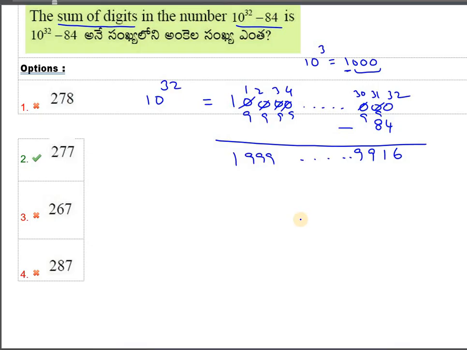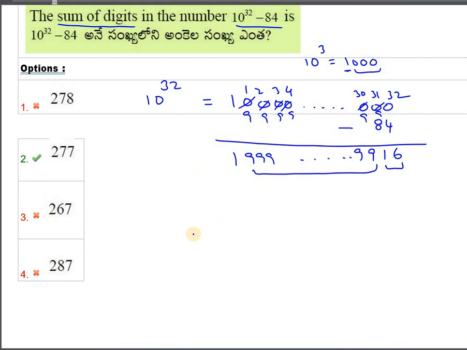So out of 32, how many 9s are there, that we have to carefully identify? So 30 times 9 will be there. 32 zeros are there, no? So out of 32 zeros, 2 zeros become the 16 here. So the remaining 30 zeros become 9s.